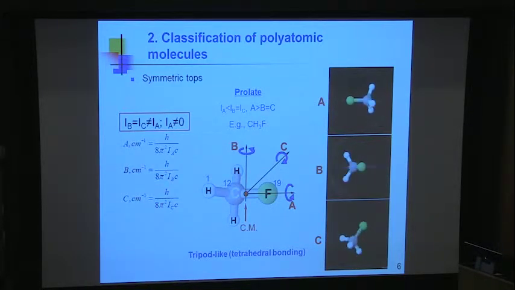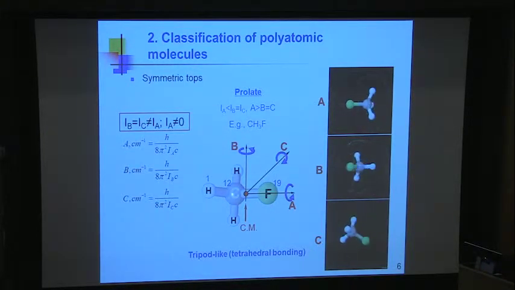One is called prolate. This is the case where, here's an example now, like a tripod. This is a case where the moment of inertia about A, the axis, is small compared to the moments of inertia about B and C. So, if you look at this and study it, you'll realize that the moment of inertia about B and C are equal. So that's the definition of a symmetric top.